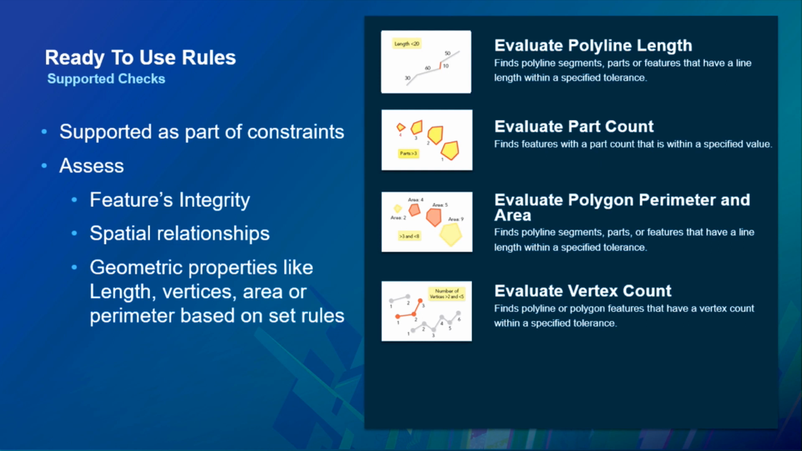There are also checks like polygon perimeter and vertex count, which allow you to determine that you cannot have too many vertices in a polygon within a set area, or greater than a certain area, or between a certain area, things like that. You can define those kinds of evaluations here. So let's just switch back to the demo.